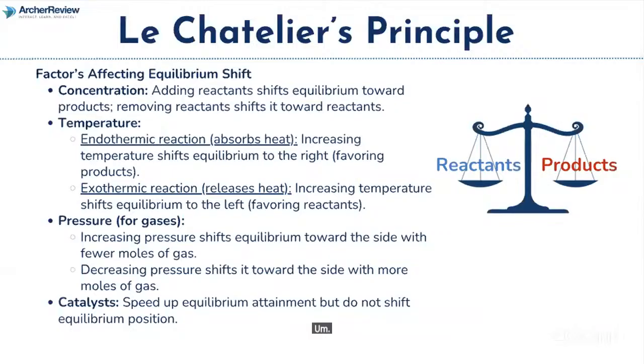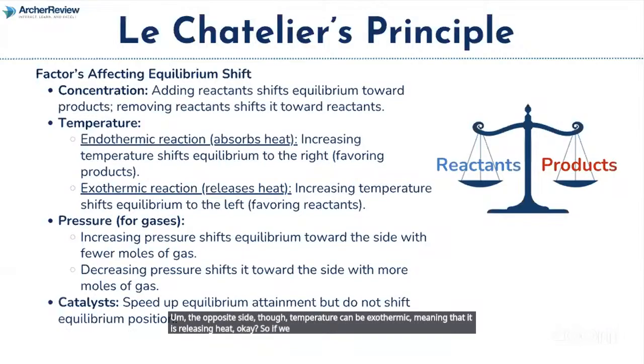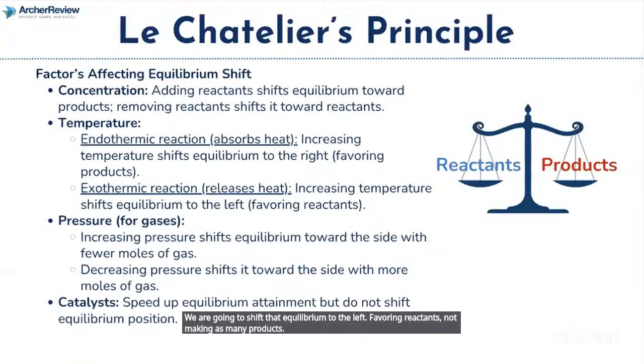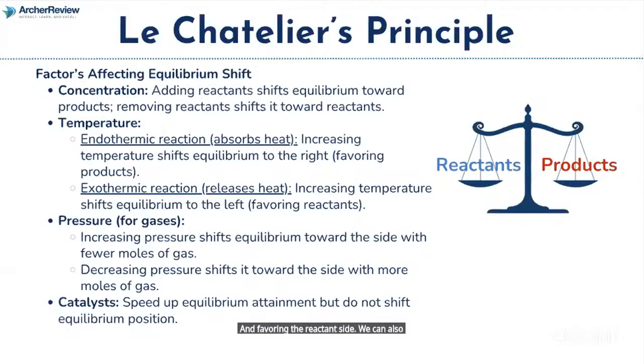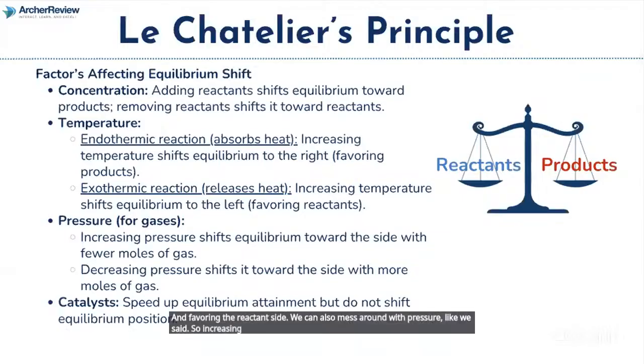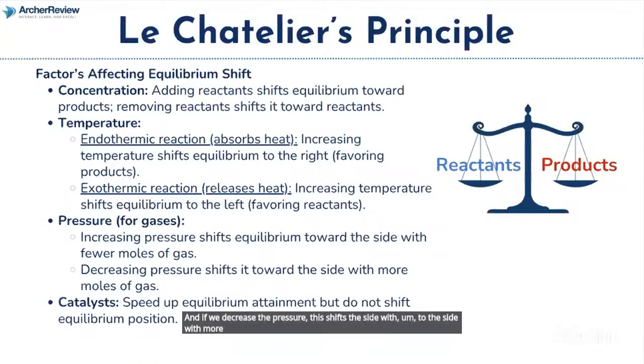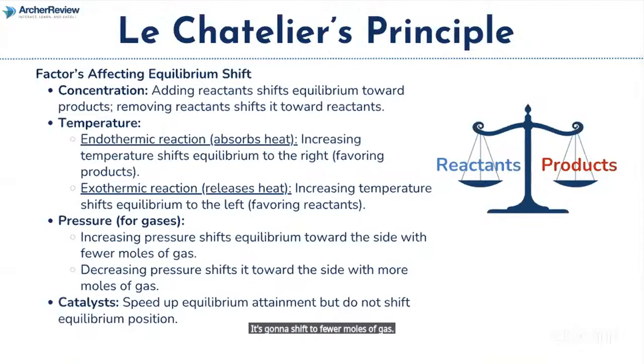The opposite side, though, temperature can be exothermic, meaning that it is releasing heat. Okay, so if we are releasing heat, we are going to shift that equilibrium to the left, favoring reactants, not making as many products and favoring the reactant side. We can also mess around with pressure, like we said. So increasing pressure shifts the equilibrium toward the side with fewer moles of gas. And if we decrease the pressure, this shifts to the side with more moles of gas. So we've got decrease in pressure, more moles of gas, increasing pressure, it's going to shift to fewer moles of gas.